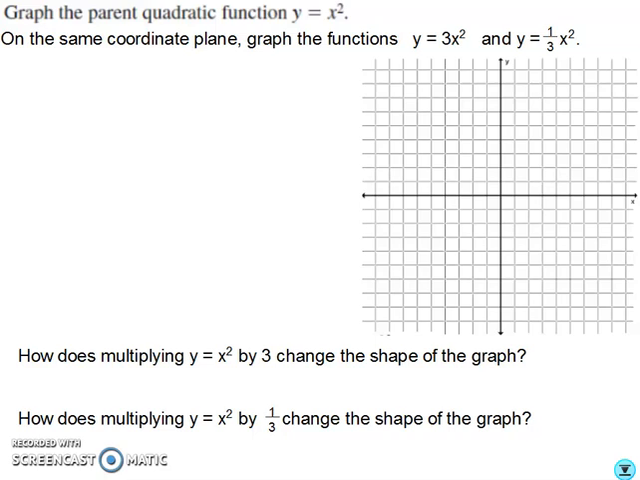So I would like to take a moment to check out what happens when we multiply x squared by a value. Here in this case, I'm multiplying x squared by 3 and by 1/3. And I want to see how those affect our graph. So the first thing we're going to do is graph y equals x squared. I'm actually going to do this one just in black so that we can compare the other two a little bit easier.